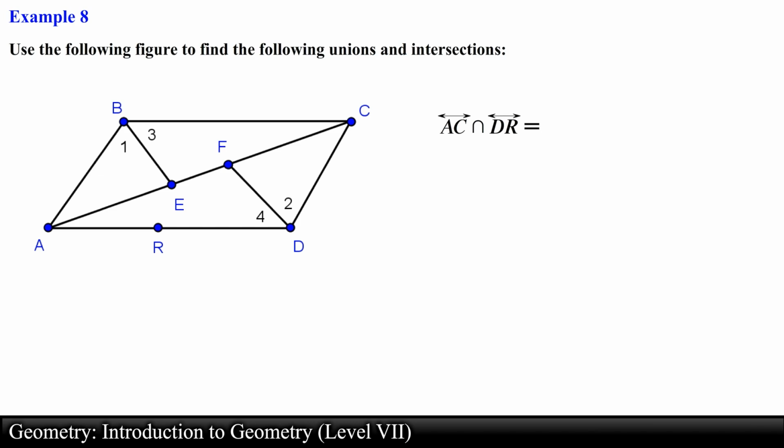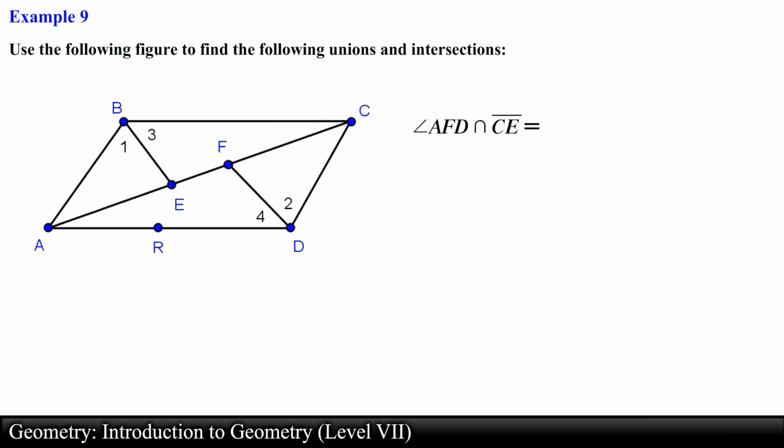Alright, same deal. Let's mentally visualize the set of all points that forms each of the lines. For line AC, the set of points are represented as follows. And for line DR, the set of points are represented as follows. For this example, we want to find the intersection of these two lines. Looking at the set of points from both lines, we see that they have a single point in common, or single point of intersection. In this case, the intersection of line AC and line DR is equal to point A. Alright, let's end the video with the final example.